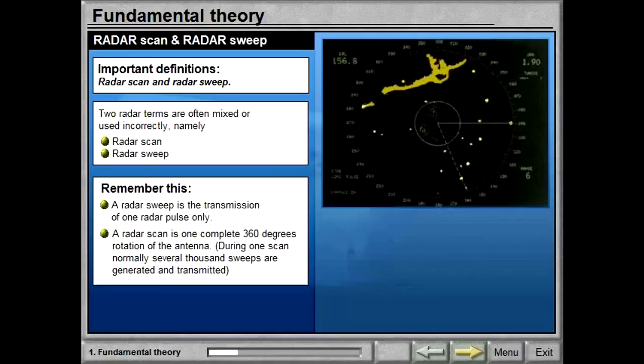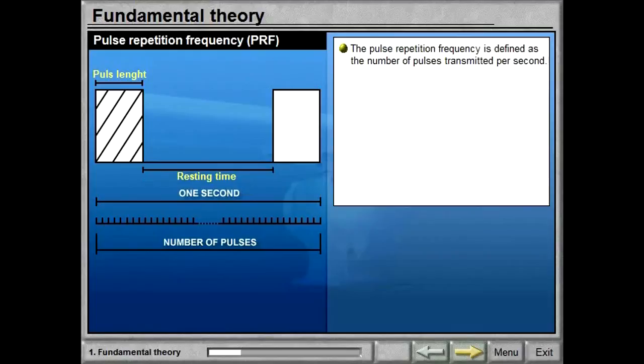In modern radar systems, both sweep and scan correlation may be used to filter away unwanted noise. Read the manufacturer's manual and do not mix the terms sweep and scan, as this can produce unwanted effects on the radar screen. The pulse repetition frequency is defined as the number of pulses transmitted per second.